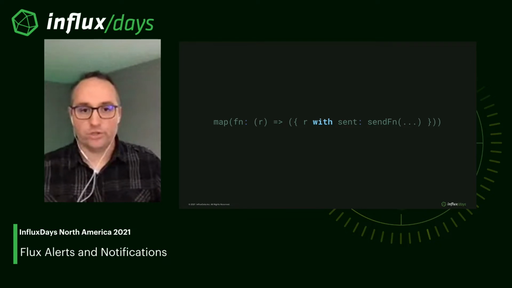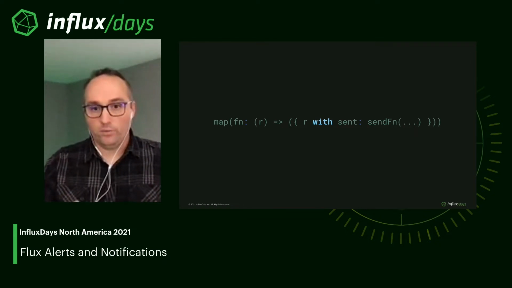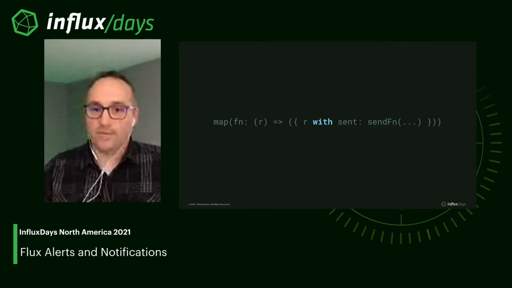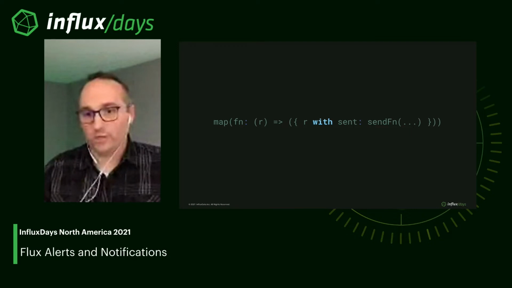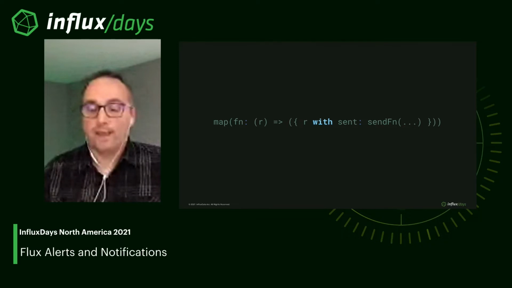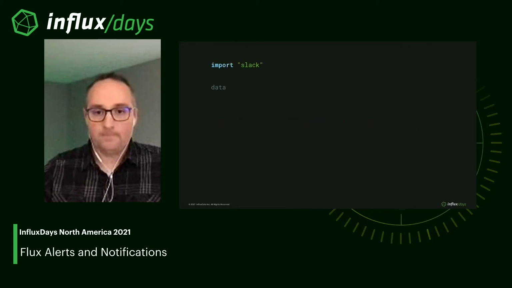So with the map convention, you append a column to the row record, which is represented by R. Use the with operator to append the column. In this case, we're appending the sent column. And then we execute a send function, which sends that single message to the external API. And the response from that send function is the HTTP response code of the send request.